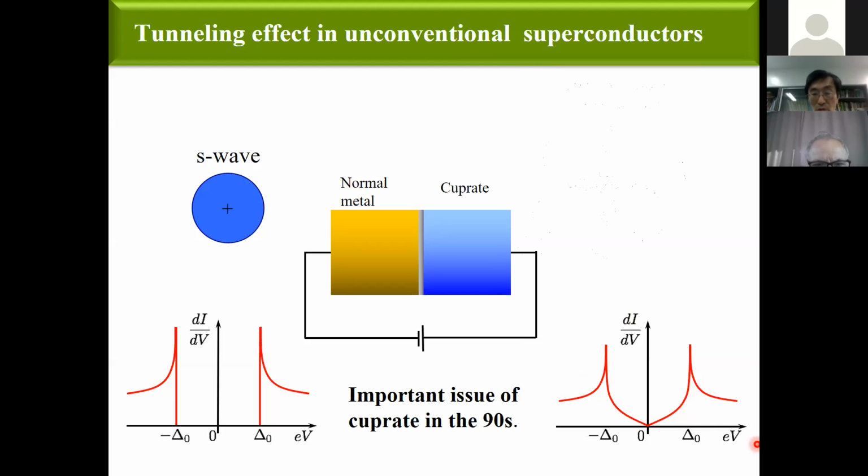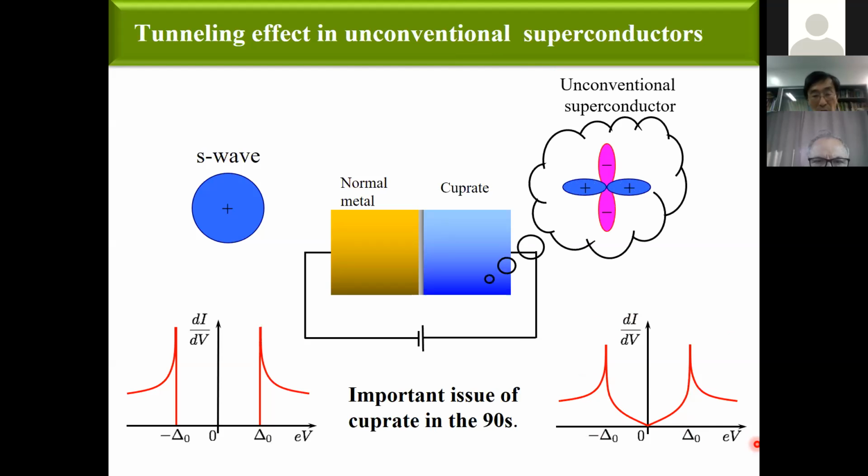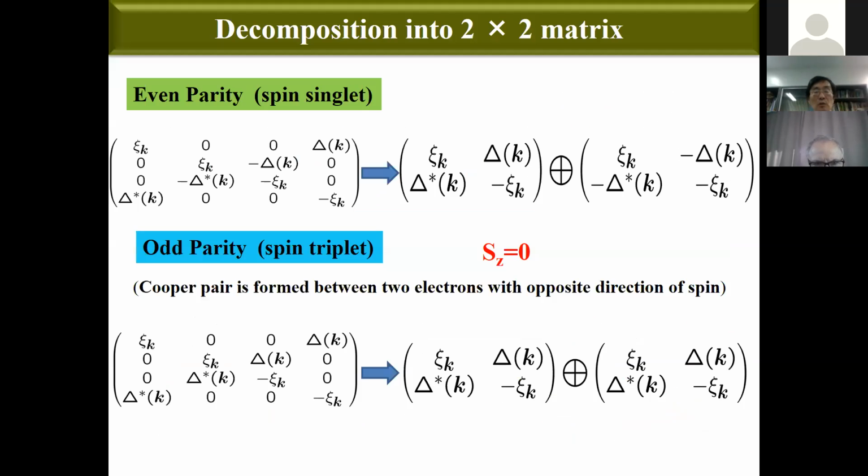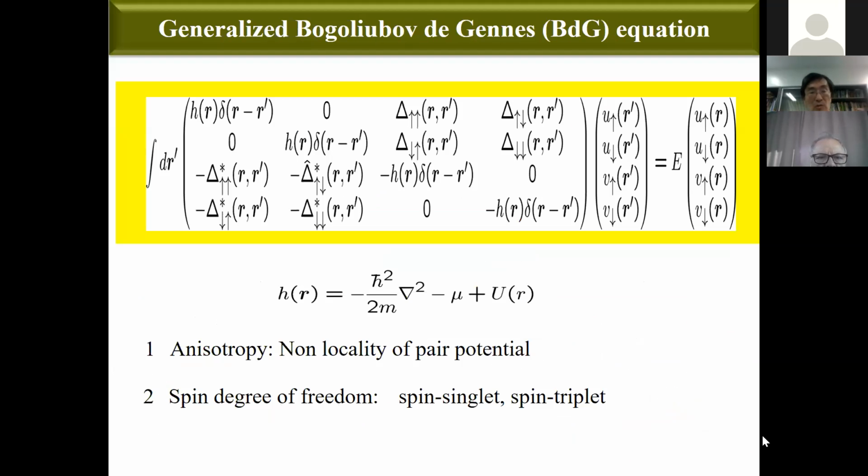But the story is not so simple. Because in an unconventional superconductor, the pair potential changes sign on the Fermi surface, and then the quasi-particle, the Bogoliubov particle, feels a different sign phase of the pair potential depending on the directions of motion. This is an important point. So for this purpose, okay, let's go to this equation, the Bogoliubov-de Gennes equation.